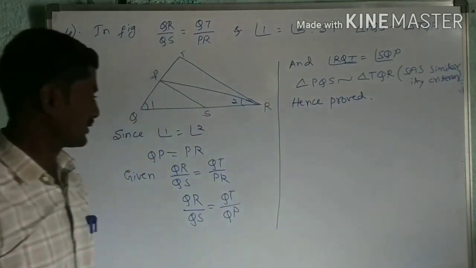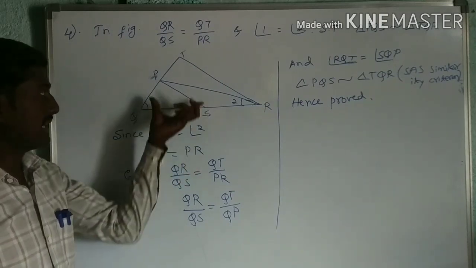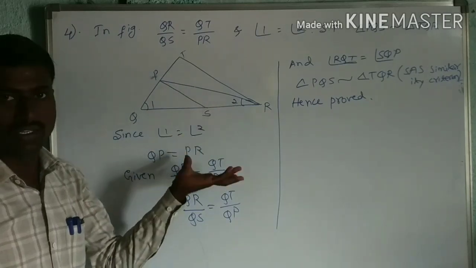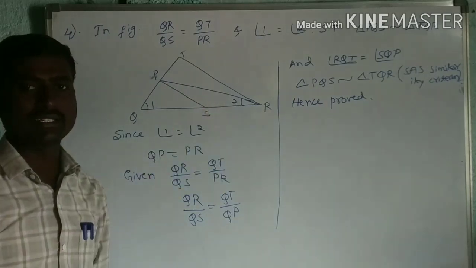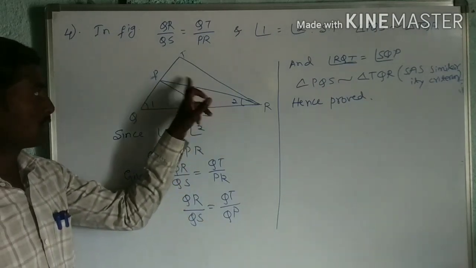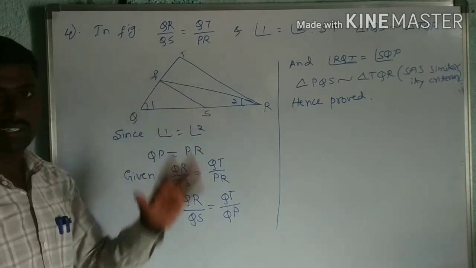This is how we can solve it. This is very important: the sides opposite to the equal angles are equal. Conversely, the angles opposite to the equal sides are also equal. So the converse is also true.